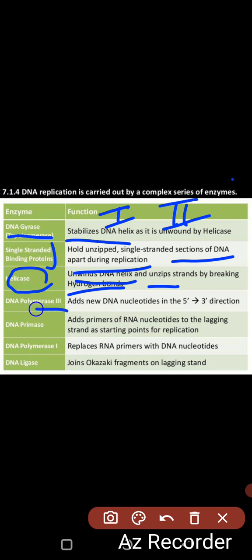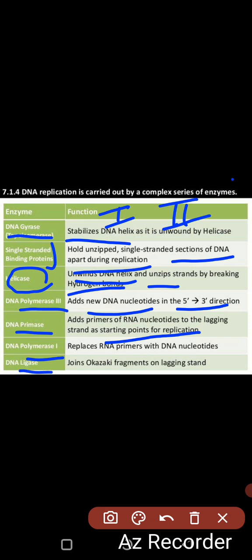Next, DNA pol 3, which adds new DNA nucleotides in the 5' to 3' direction, right? Next, primase, which adds primers of RNA nucleotides to the lagging strand as starting points for replication. Next comes DNA pol 1, which replaces RNA primers with DNA nucleotides, right? And DNA pol 2 also works, but it works mostly in repair function.